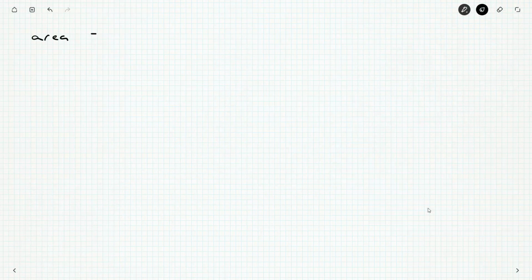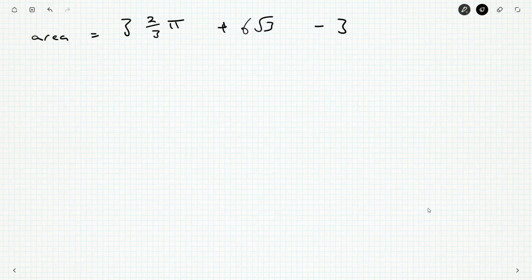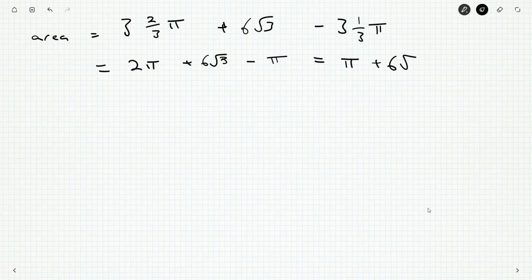So the area we want is 240 out of 360 is 2/3. 1 squared is just 1. And then plus 6 root 3. You know what? We can drop the brackets there. In fact, we can drop the brackets with all of it. 3 times 2/3 pi plus 6 root 3 minus 3, and then 120 out of 360 is 1/3 pi, and then 1 squared is 1. So this is 2 pi plus 6 root 3 minus 1 pi, or pi plus 6 root 3.